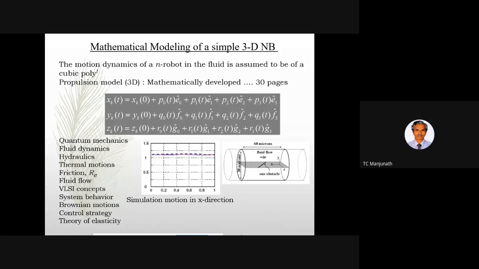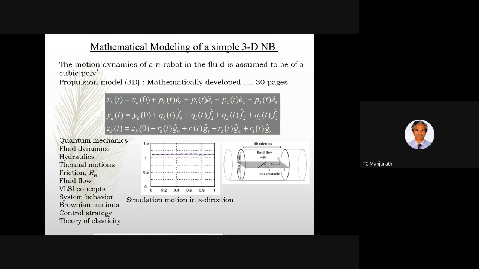That is where the hydraulic and thermal motions come into the picture, because the robot is moving inside the body or the capillary. The temperature will be there, friction, Reynolds number, the fluid flow, and VLSI concepts we have to take into the picture, because it is a nanoparticle, and how the system behaves, the behavior theory comes into the picture. In physics, Brownian motion comes into the picture. The theory of elasticity you have to take into consideration, which is a mechanical and civil engineering concept, because the robot has to bend like a rubber band, because it has to move along the veins or the capillaries. And the control strategy is needed, because it has to hit the target at a particular level.